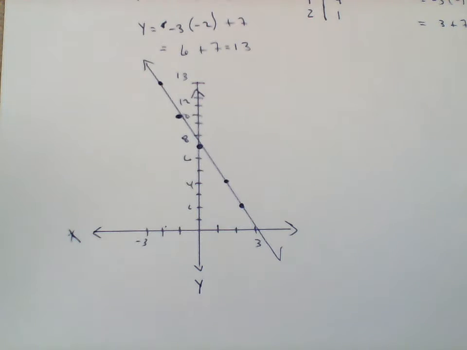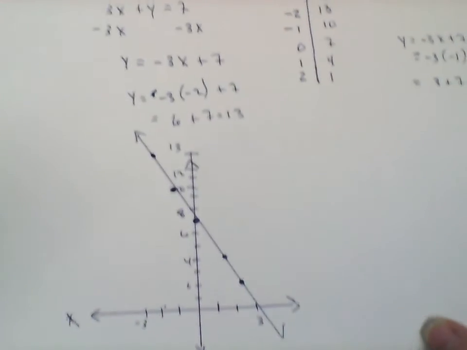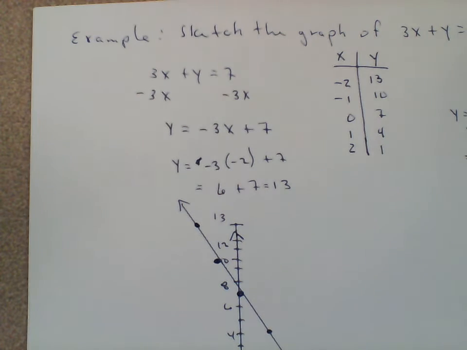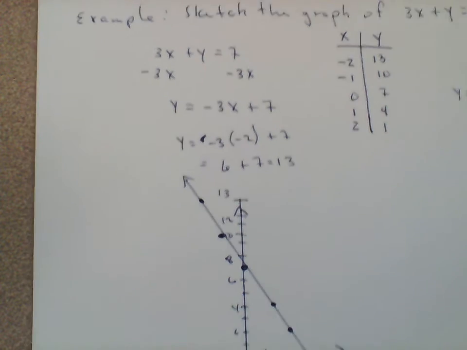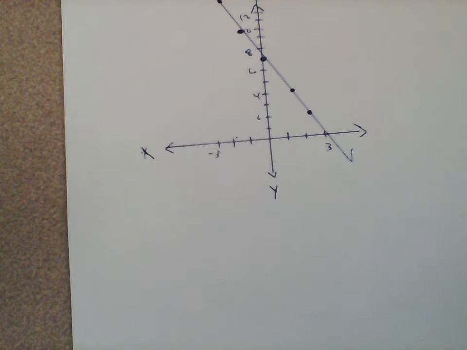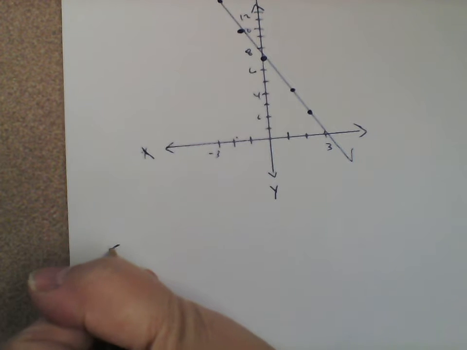So, like I said earlier, when we did that one, we were sketching the graph of a power of 1, right? We don't have any exponents in this equation. 3x plus y equals 7. The degree of this equation is just 1. If you don't have any exponents, you're always going to be graphing a straight line. So we're going to look at an example where we're not graphing a straight line. So we're going to sketch the graph of, do another example.